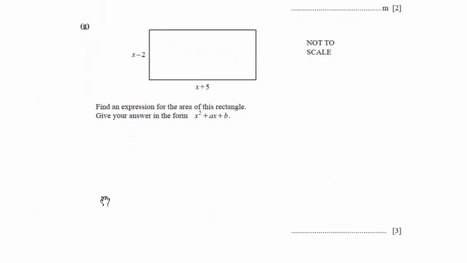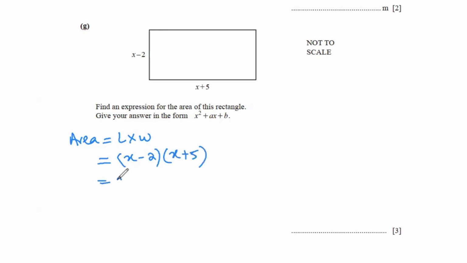Part G says find an expression for the area of this rectangle, giving your answer in the form of x squared plus ax plus b. So area is basically length times width. So that's going to be x minus 2 multiplied by x plus 5.